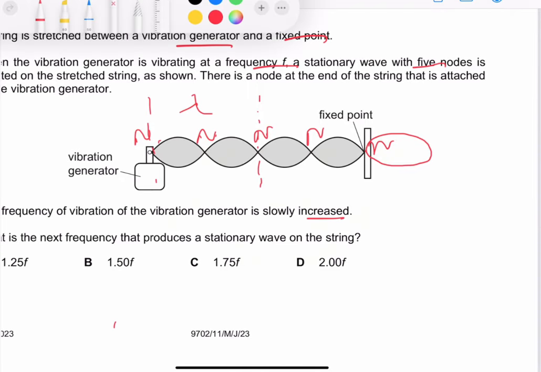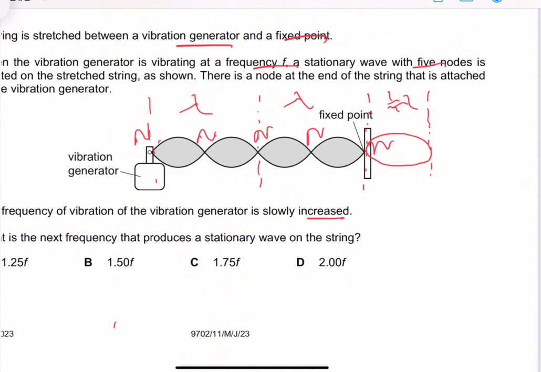So let's look at the question itself, right? We know that the distance from this point to that point is lambda. From this point to that point is also lambda. From this point to the point that we have added is half lambda. Because we want the next frequency, that is exactly next, we only add one loop. We can add another loop for the other subsequent crest that will form.